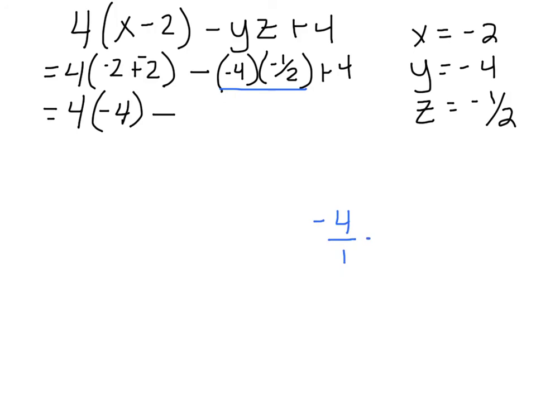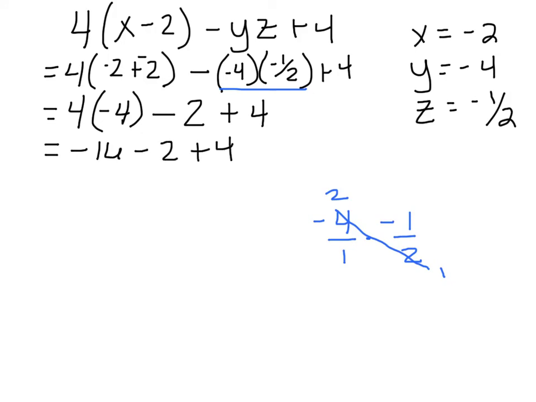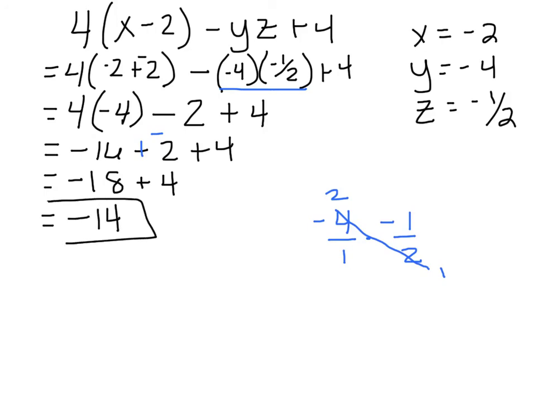Negative 4 times a negative half. Well, I'm going to cancel out my equivalent forms of 1, and I'm left with a negative 2 times a negative 1, which gives me a positive 2, and then plus that 4. Let's do our multiplication and division. So 4 times negative 4 is negative 16, minus 2 plus 4. And I don't subtract in algebra, I add the opposites. So I have a negative 16 plus a negative 2, which is a negative 18, plus a positive 4. And I have more negatives than positives, so my answer is negative, and I subtract and get 14. And this is my final answer.